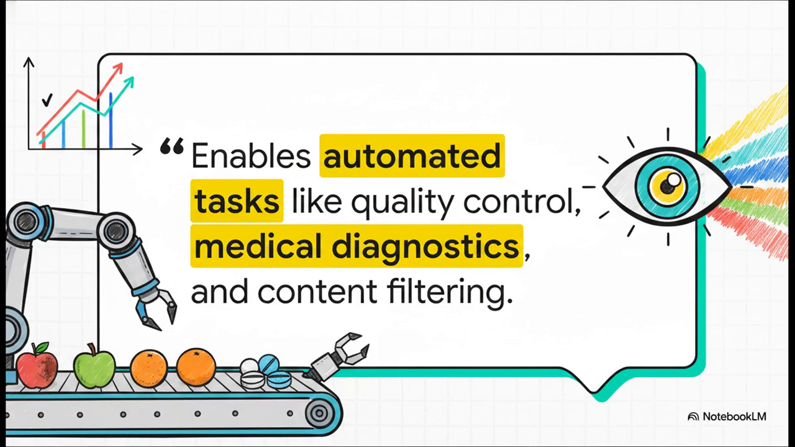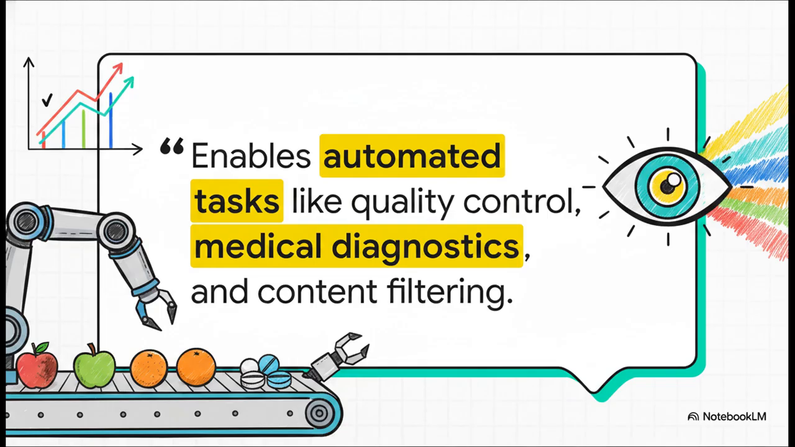And we can't talk about applications without mentioning automated quality control. Imagine a factory assembly line churning out thousands of items an hour. A human eye is going to get tired. It's going to miss a slightly bruised apple or a subtly mistinted pill casing.